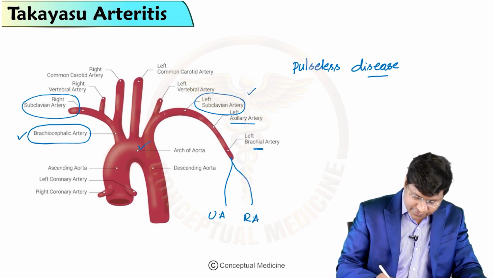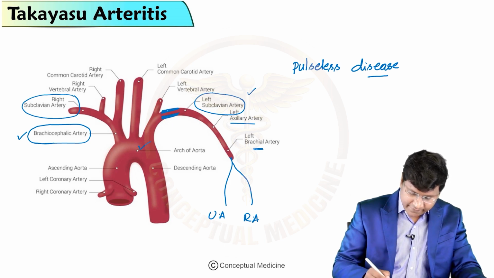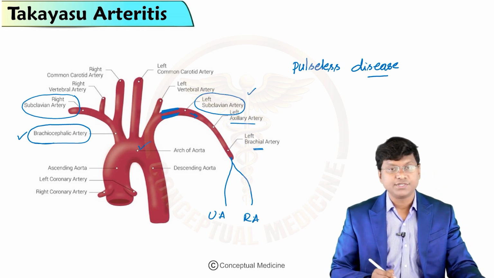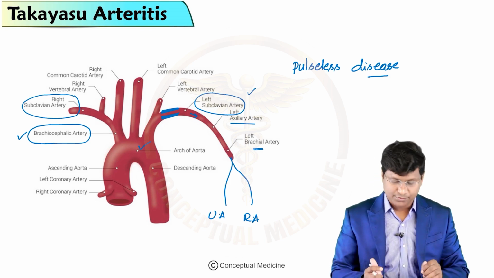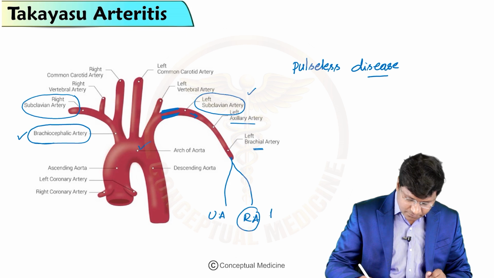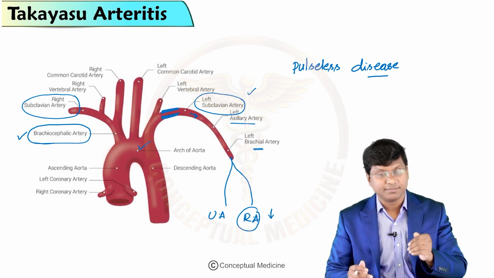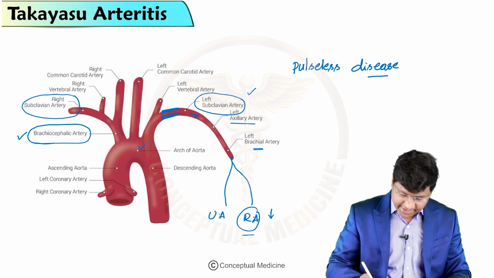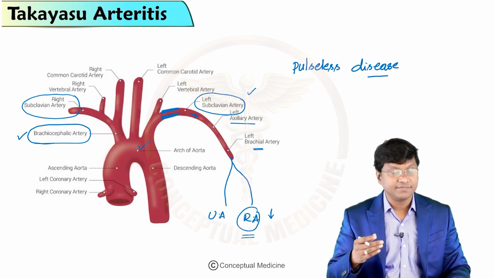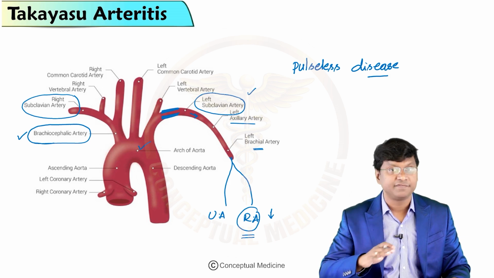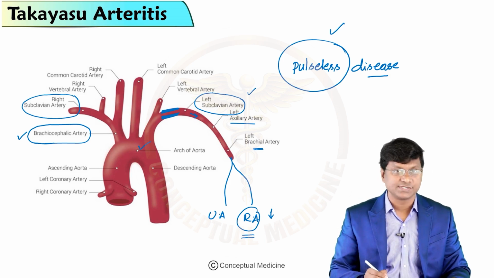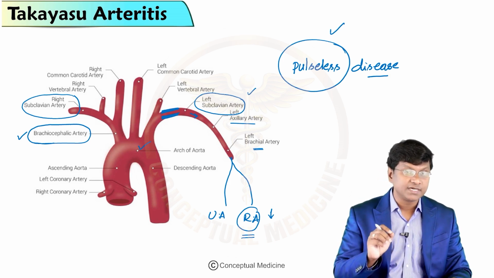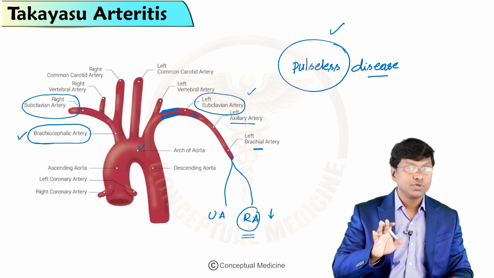Now, once the subclavian artery is inflamed, what will happen to the blood supply in the continuation? The blood flow in the axillary and the brachial artery also will be reduced. So what will happen to the blood flow within the radial artery? It is also reduced, and sometimes if the severity is more, the pulse is not felt at all. That is the reason why it is called the pulseless disease.